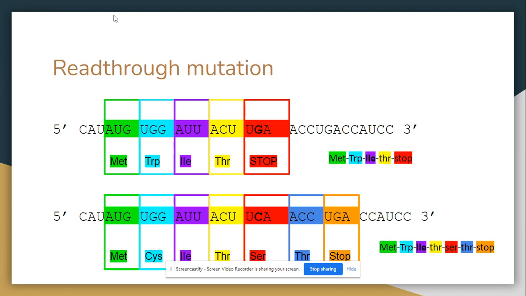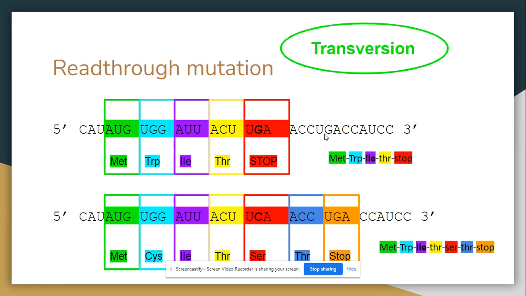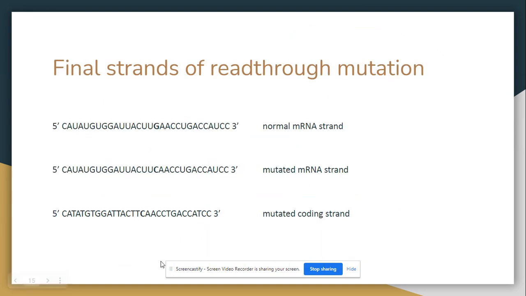Finally, we are looking at a read-through mutation, and this is kind of the opposite of a nonsense mutation where the stop codon is mutated and therefore it keeps reading. You can see it went from a UGA to UGC, so therefore we got this extra protein here in this chain just because of the mutation here. This is also another example of a transversion. And finally, you can see how it affected the template strand here with the C instead of a G.